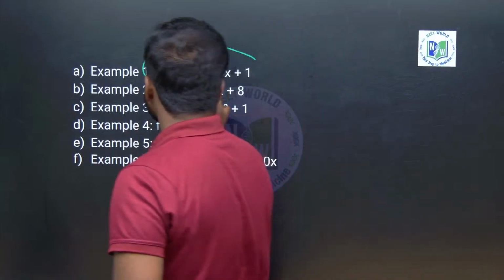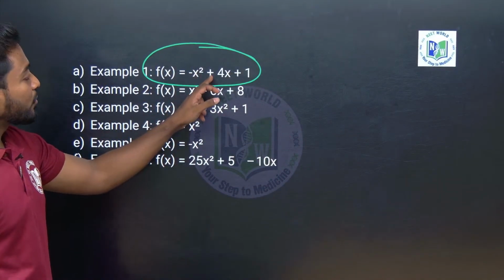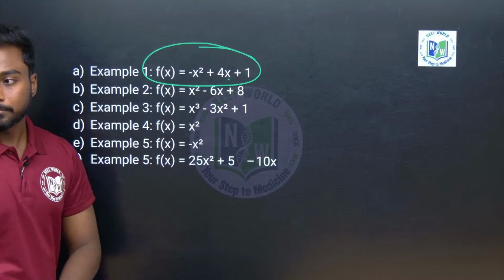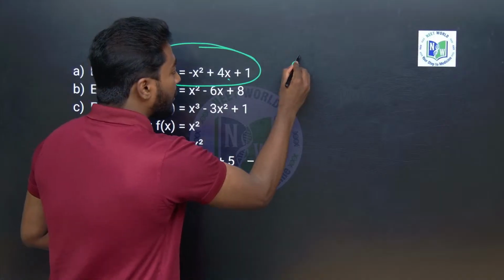Example number 1, this function has been given: f of x equals minus x square plus 4x plus 1. I will take the function here. First I will differentiate the function.